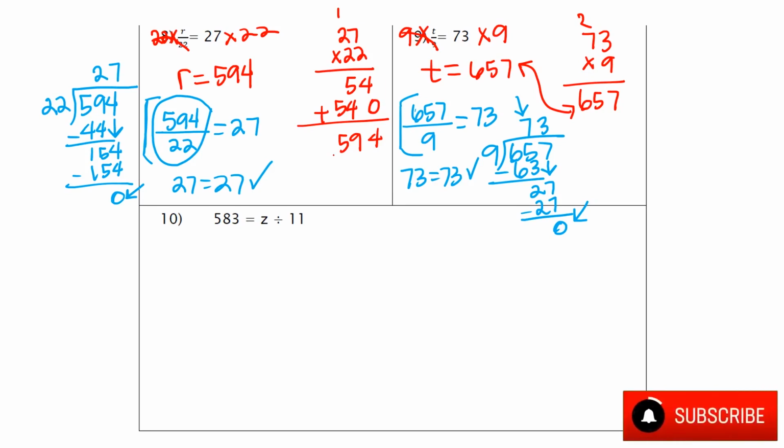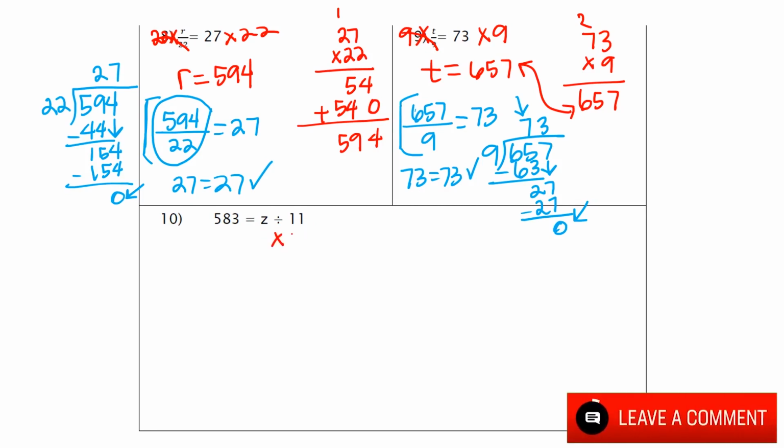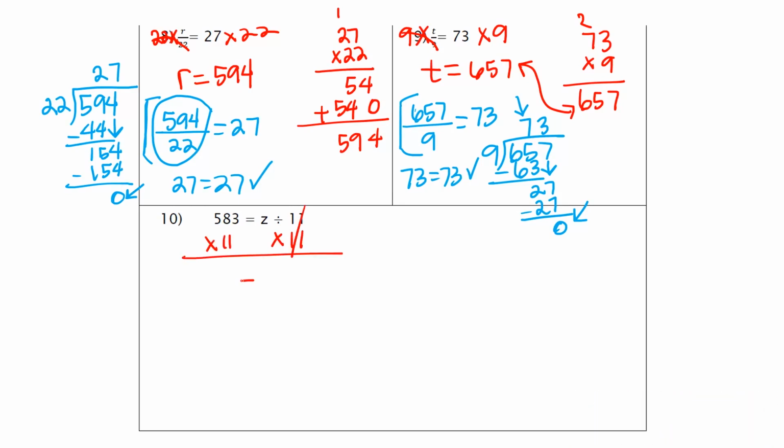Now it's time for our final example. I have 583, and that equals Z divided by 11. Well, Z is what we want to get by itself. And right now we have this division by 11 with it. So I'm just going to undo that by multiplying by 11. This is gone. I'm left with Z over here. And then I have 583 times 11. Most people are not going to know that, so you just work it out. Thankfully, we have 1, so it's going to make our multiplication way easy.